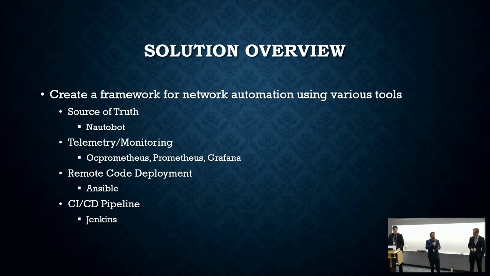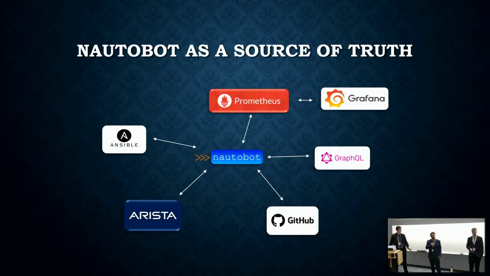Then for our CI/CD pipeline, we have this wonderful technology called Jenkins to automate a lot of our code validation. And obviously for our remote code deployment, instead of manually logging into all of our devices, we like to use Ansible to deploy all of our code. And now I want to hand it to Colin to talk about our source of truth.